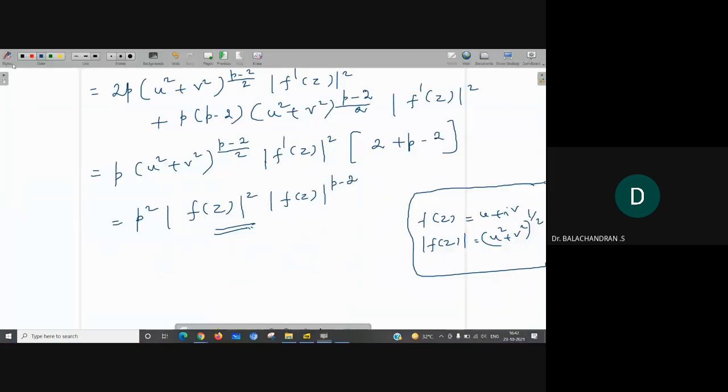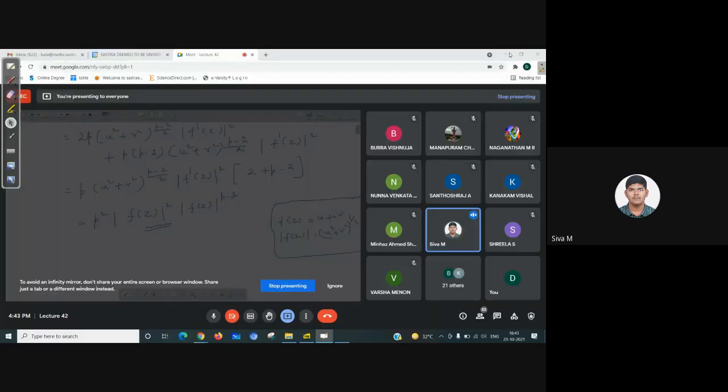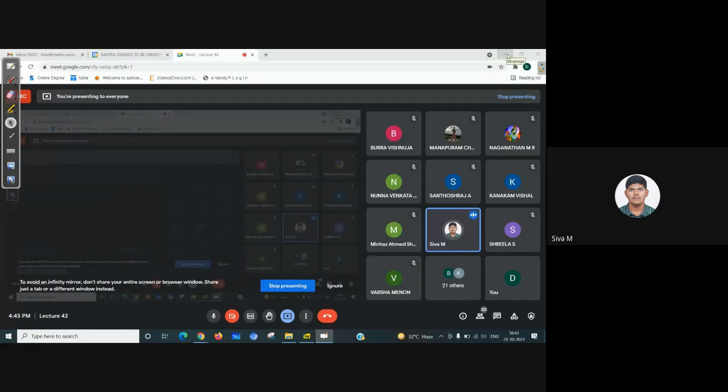So now, I think subdivision. This is problem number what? 3 or 4, Amma? Okay, 4. Sir, the last conclusion, sir, f dash of z. Shiva, please, your voice is a little bit low. Okay, please tell.